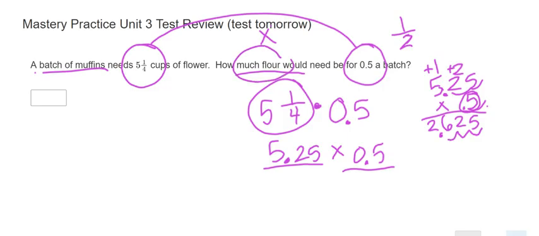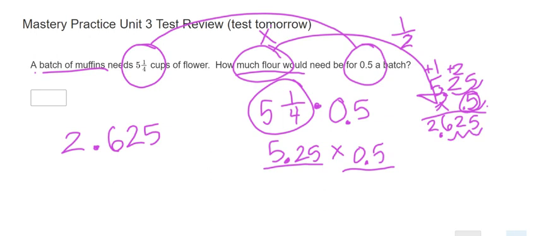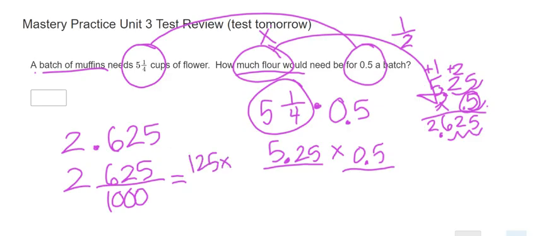So our answer, how much flour are we going to need? We're going to need 2 whole cups, and we're going to need 625 thousandths of a cup. So that 625 thousandths is also, as a fraction, going to be 625 over 1,000, and 625 out of 1,000 can simplify to 125 times 5 and 125 times 8. So that fraction can be simplified to 5/8.